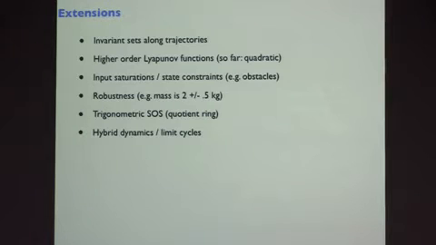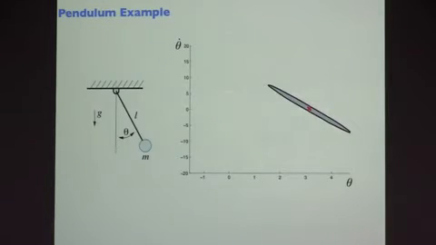These are for walking robots, regions of attraction for walking robots, and we've been increasingly doing stochastic versions of the algorithm. I'll tell you a little bit about some of these as we go forward. So let's just think about the pendulum example now.